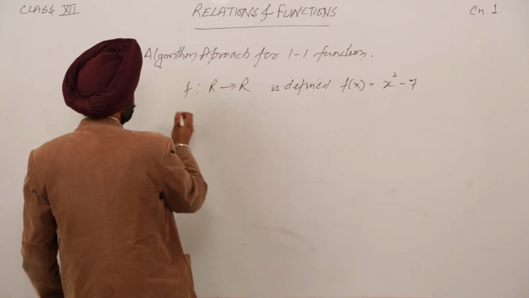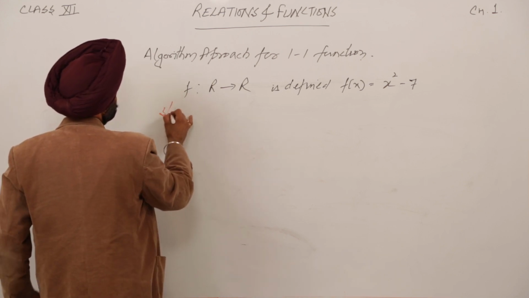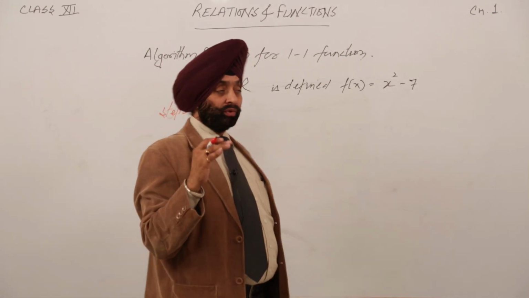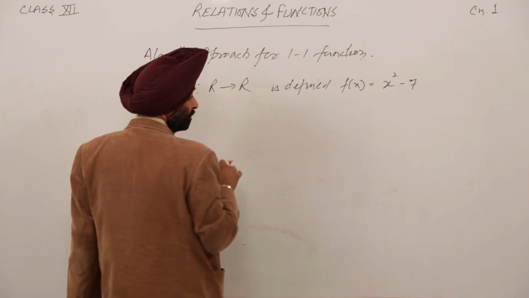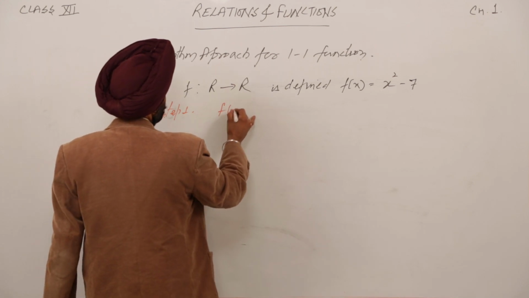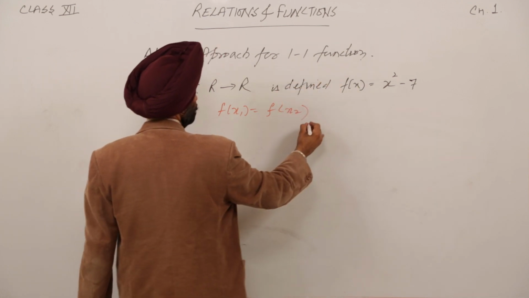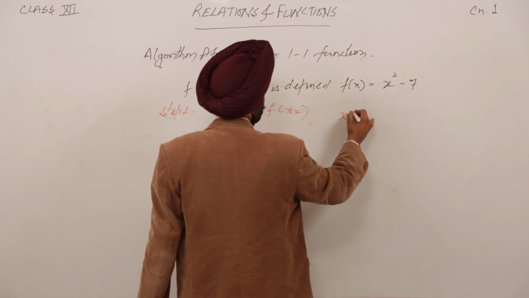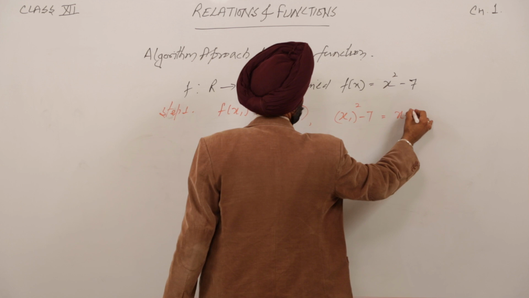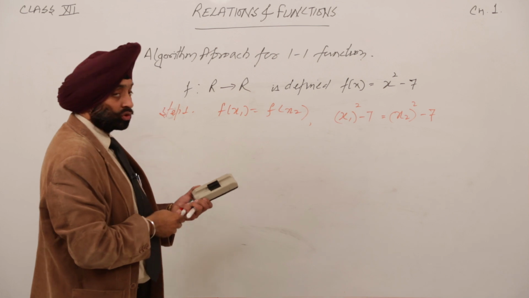Now what is the first step? Step first was to put x1, x2 as belonging to the set, suppose it is set A, then we have to write f(x1) is equal to f(x2). Now I am putting this here. We are getting x1 square minus 7 is equal to x2 square minus 7. Now the second step was to solve it.